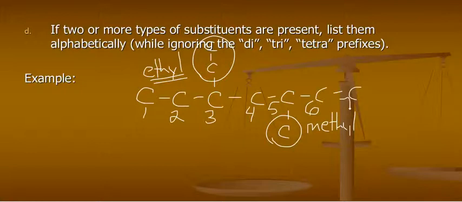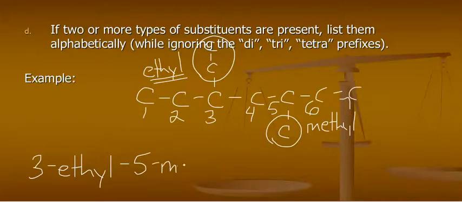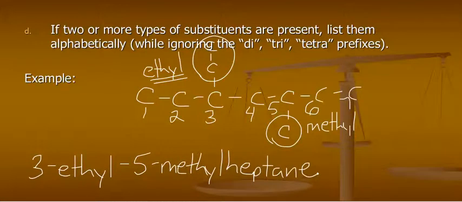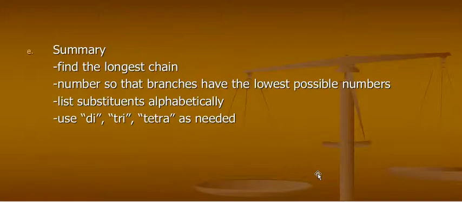And so ethyl comes first alphabetically, so we're going to say 3-ethyl, 5-methyl. Indicate the substituents first, and then name the longest chain, which is 7, so that is heptane. So 3-ethyl, 5-methylheptane. So here's a summary for the branched chain alkanes as far as the rules that we follow.